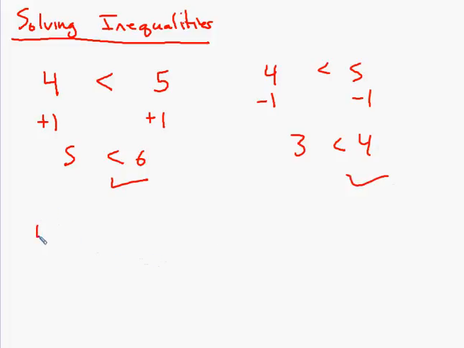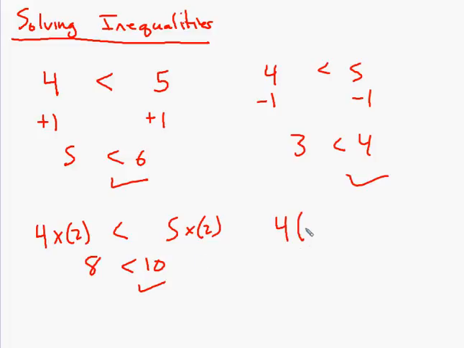Let's say multiply. Let's multiply by a positive. Let's multiply by 2. Alright, we get 8 is less than 10. Yeah, that's okay. But then, when I multiply by a negative, say negative 2, I get negative 8 is less than negative 10, and uh-oh, that does not work. So that's a problem.